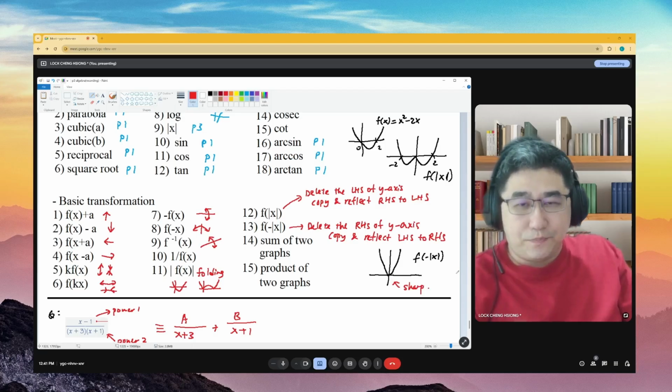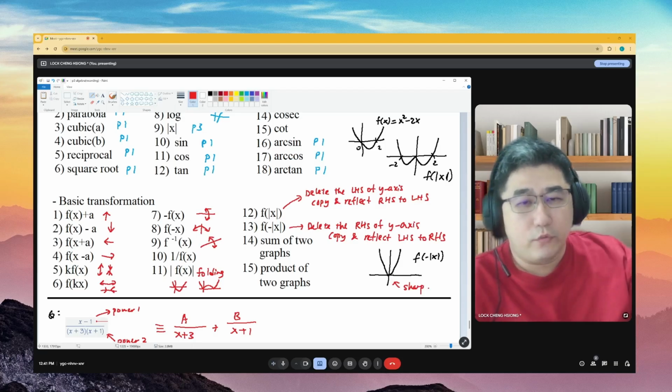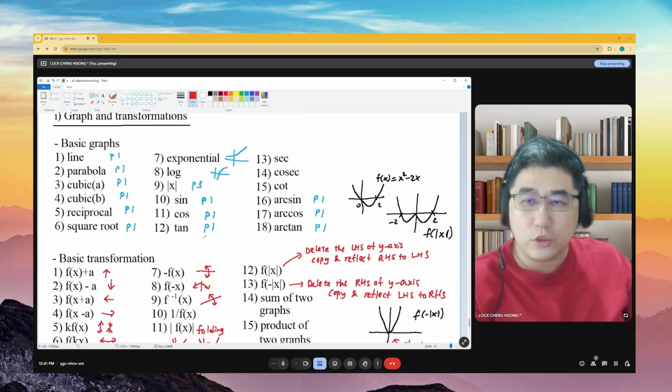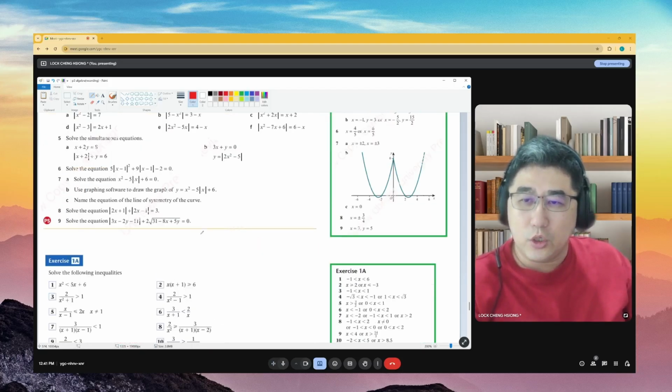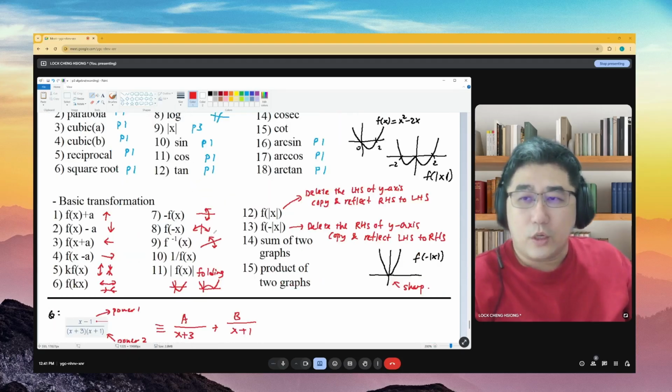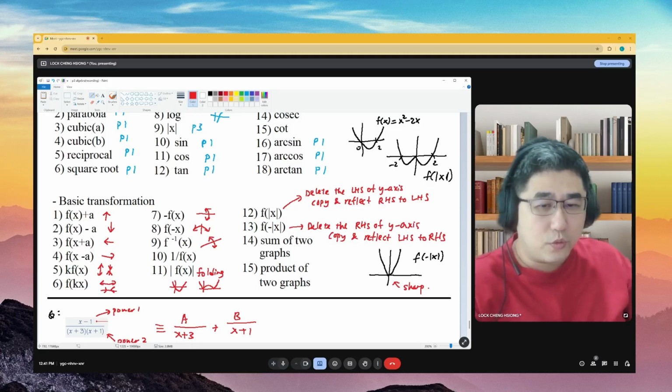Pointy. So therefore, over here there will be graph transformations that you need to learn in order to deal with the modulus type of questions later. Okay, that's all for chapter 1. Okay, stop recording.